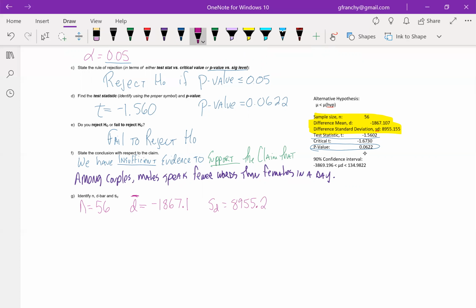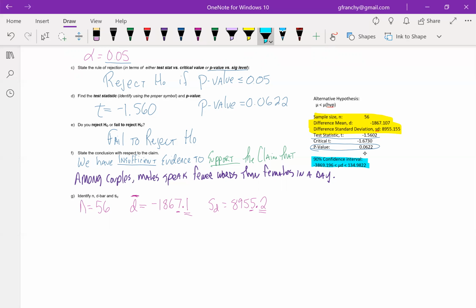8955.2. And if you're wondering why I went out 1 decimal place, our original data, which was number of words spoken in the day, that was an integer, and we go 1 decimal place beyond the original data. So our original data was going out to the 1s digit. That means for confidence intervals, for any summary statistics that we do, we would round them off to 1 decimal place.